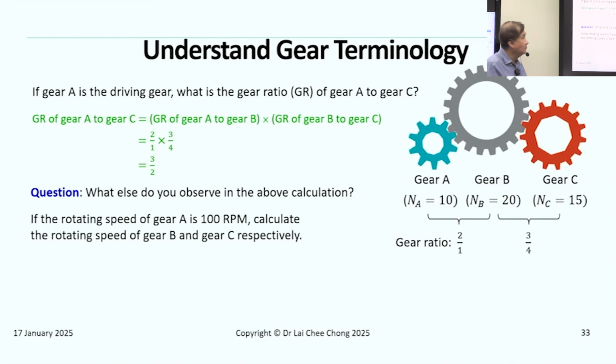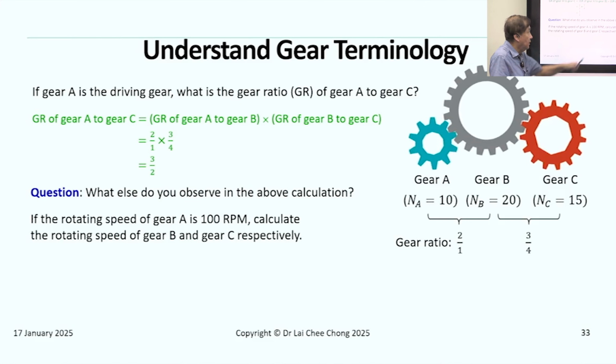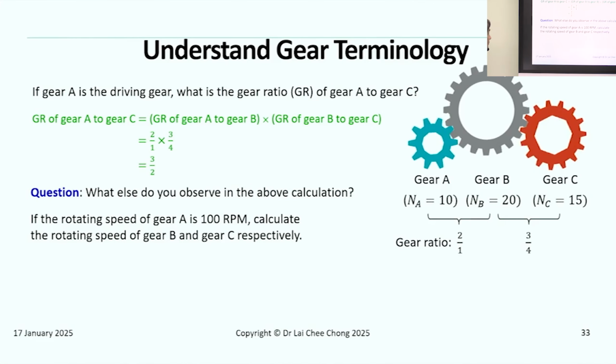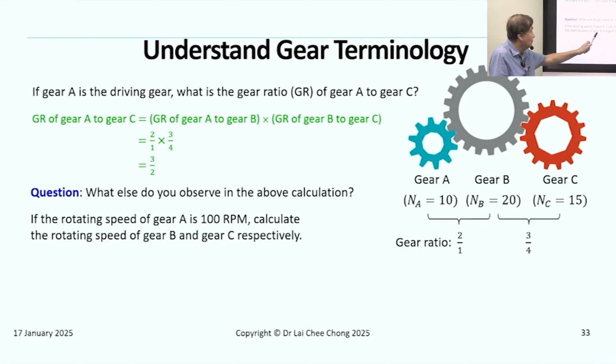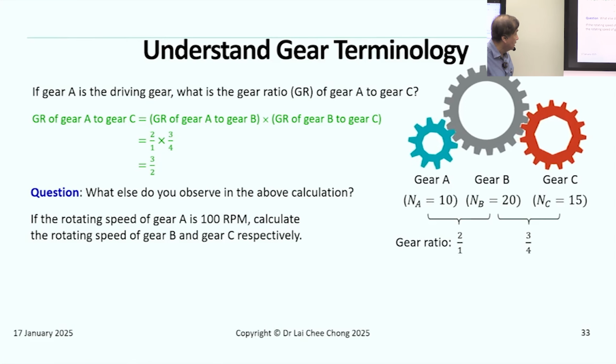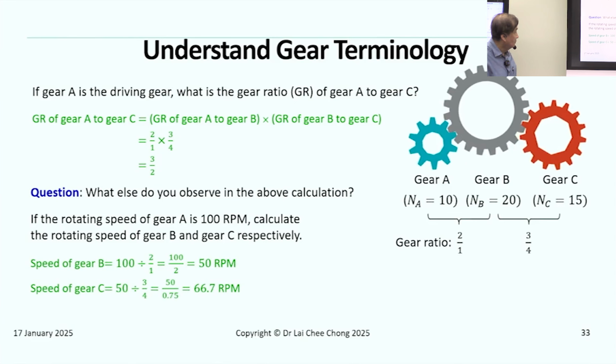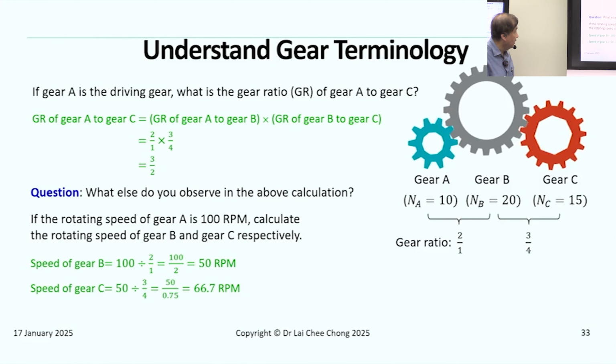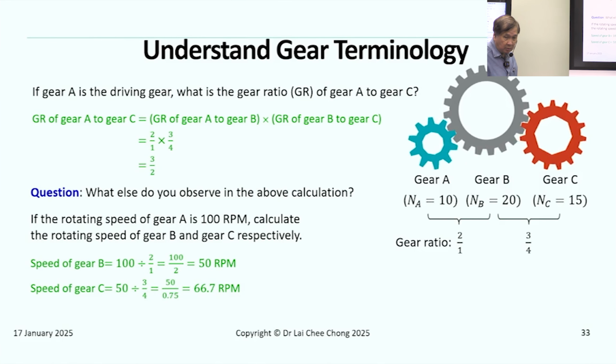Now, suppose that gear A is rotating at 100 RPM. We can calculate gear B and C. See what happened now, okay? Now let's see, we calculate them very closely. Same thing, that's quite easy, right? So that's how we were to do it.